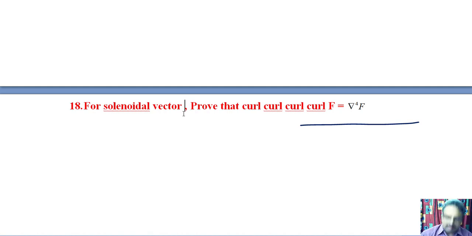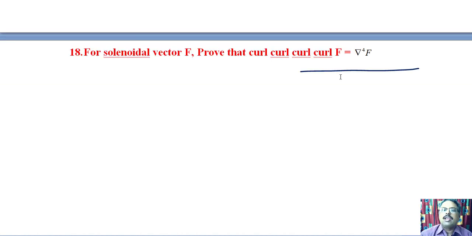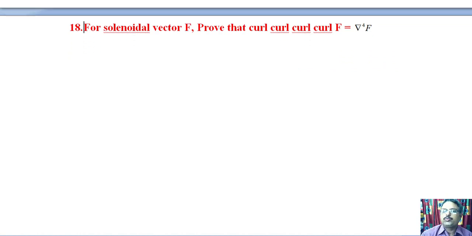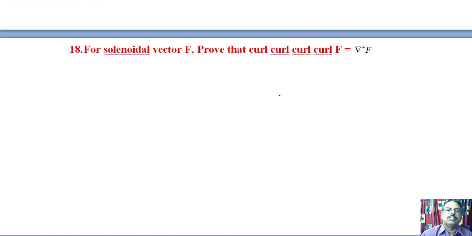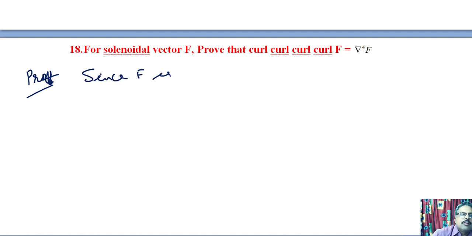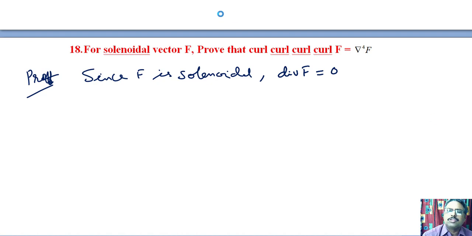For a solenoidal vector F, prove that curl of curl F equals 0. Now listen carefully. This is a most interesting result. Proof of the result. Since F is solenoidal, then what do you say? Divergence of F equals 0.